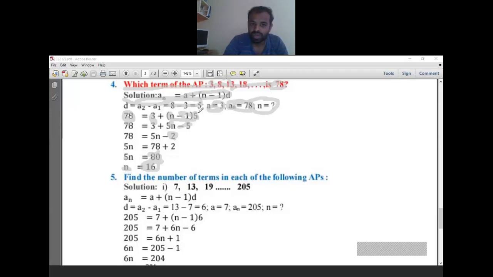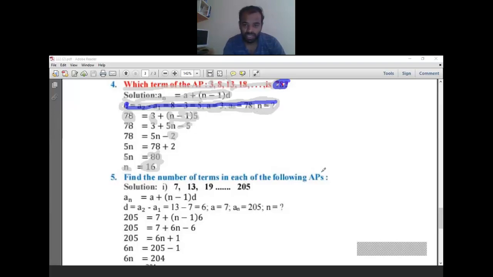Before solving, you have to write these substituted values here. Write this carefully, or otherwise you are going to miss it. This is a very important thing. Which value they have given and which value we have to find out, first we have to write it properly, then only we can solve the problem very easily. Next we will go to the fifth question.